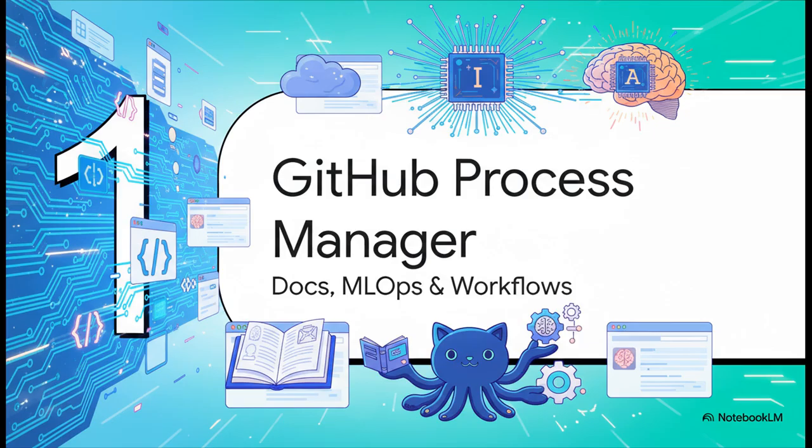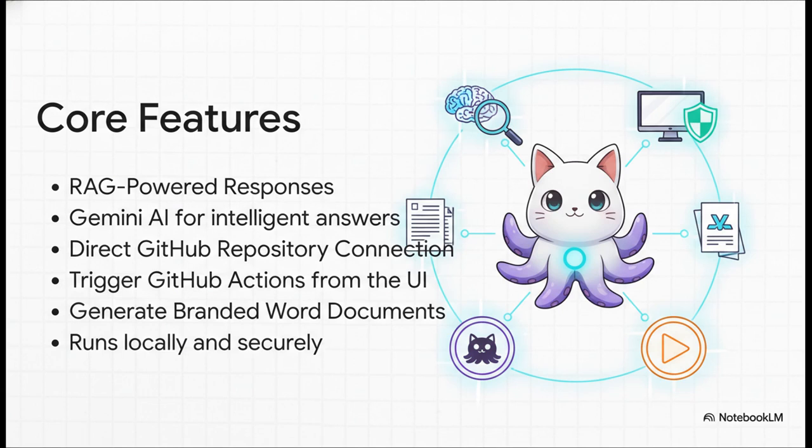Okay, so the tool that pulls all this off is called the GitHub Process Manager. And really, it's a lightweight assistant that you run locally, right in your browser. Its whole job is to connect three things that are usually separate: your static docs, your live code repository on GitHub, and a really smart AI. It brings them all together into one clean workflow. So let's break down what makes this thing tick.